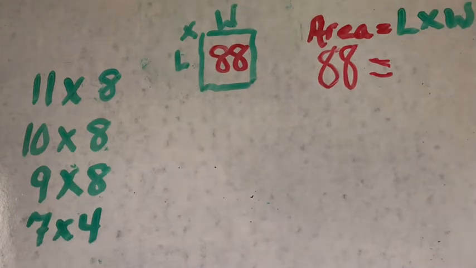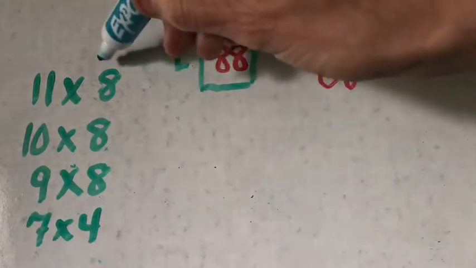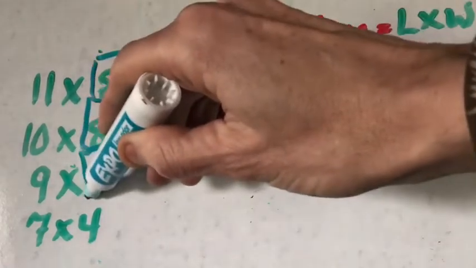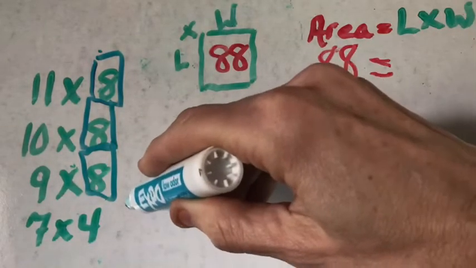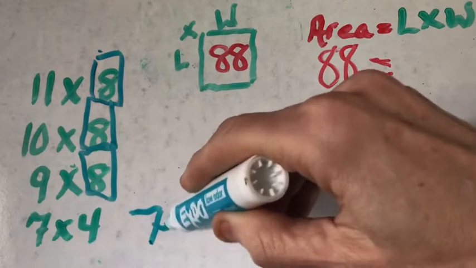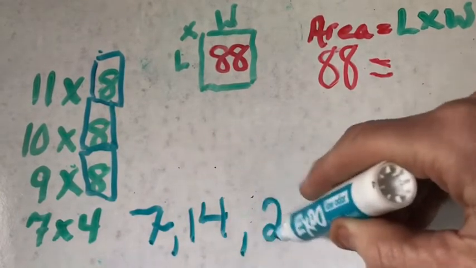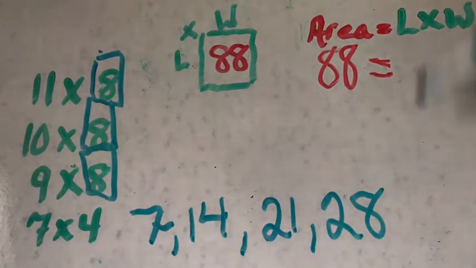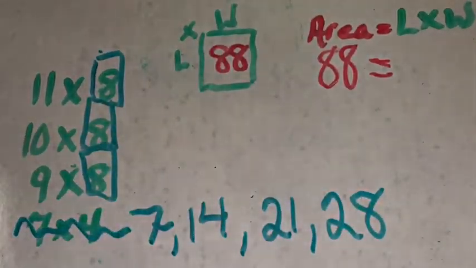If I start with my bottom one, this is what I'm doing here. These first 3 all have the number 8 in common, so I'm going to look at those in just a minute. Let's look at this one, 7 times 4. If I count by 7s 4 times, I go 7 plus 7 is 14, plus 7 is 21, plus 7 is 28. I'm nowhere near my 88 that I need. So this one will not work.